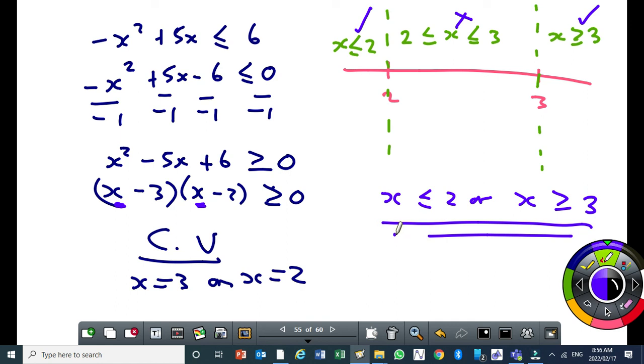If we use the graphing method, I'm sure you can see that our trinomial is positive. Since our trinomial is positive, we are talking about this side, the horns, if you want to call them that. So it will be to the left of positive 2 and to the right of positive 3.